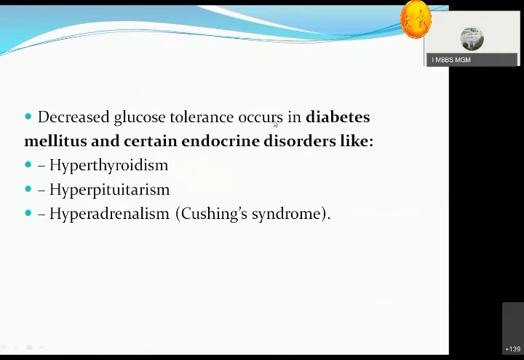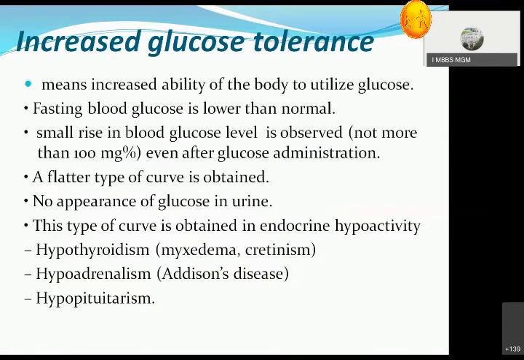Decreased glucose tolerance occurs in diabetes mellitus and certain endocrine disorders like hyperthyroidism, hyperpituitarism, hyperadrenalism, like Cushing syndrome. Next entity is increased glucose tolerance.